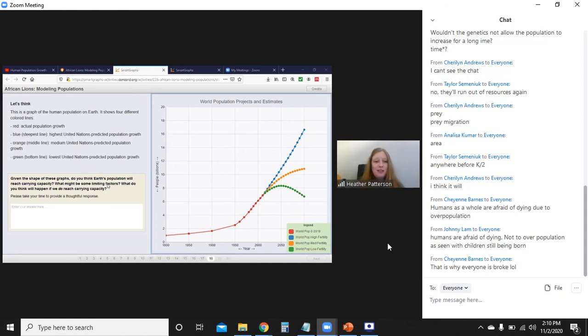And so that could be a limiting factor, is just our world economies are a limiting factor, because if people are starving to death, then that's definitely a limiting factor. Can anyone think of any other limiting factors on the human population that might cause us to reach our carrying capacity?